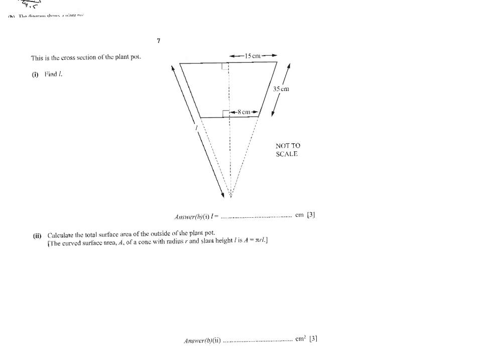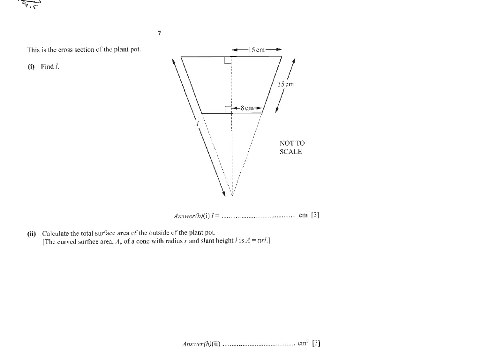Okay. This is a cross section of the flower pots. That's what we just were talking about. As you can see, you have the large cone, which is a triangle now because it's a cross section. They took away the smaller cone, so the smaller triangle, and then they added this circular base. Find L. So what is the slant height of the larger cone?